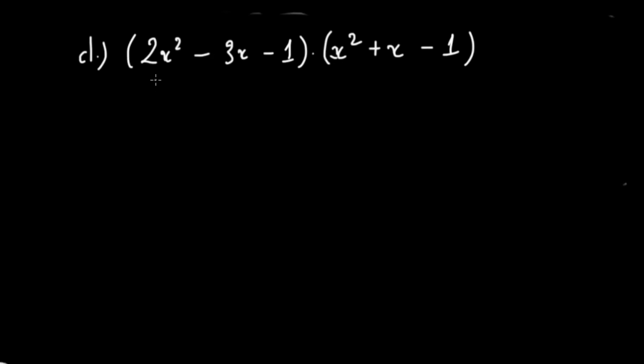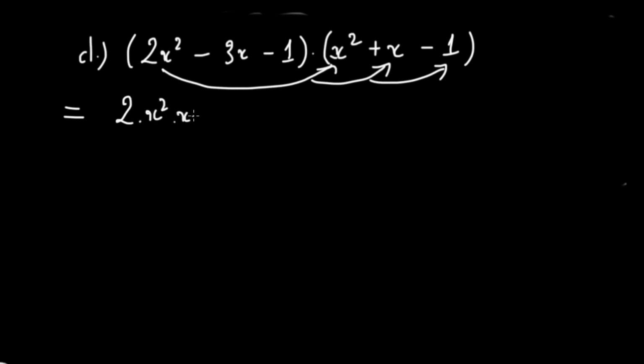Let's work on question D. We have the quantity 2x squared minus 3x minus 1 times the quantity x squared plus x minus 1. First of all, we take the first term of the first expression and multiply it to each term of the next expression. 2x squared times x squared, we have 2 times x squared, right? Plus 2x squared times x right here. And 2x squared times negative 1.